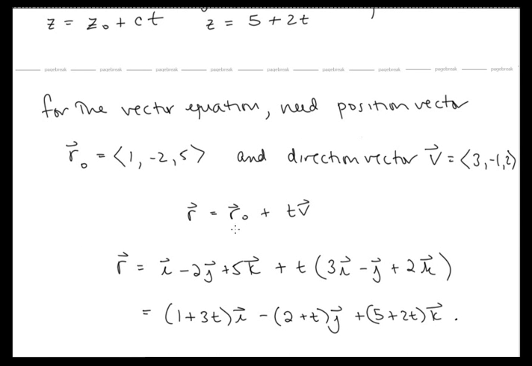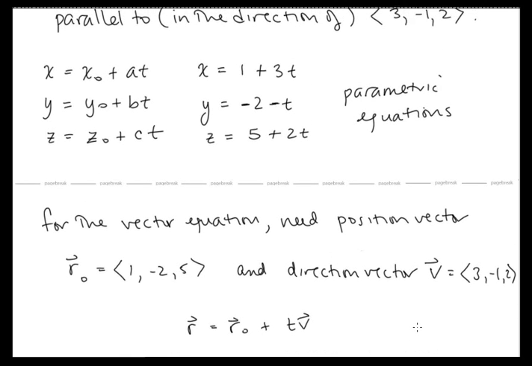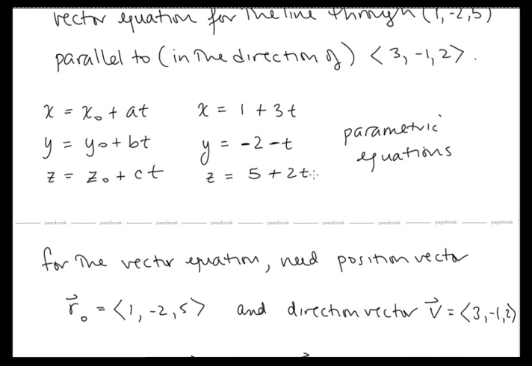So we can write this in basis vector notation. r0 would be i minus 2j plus 5k. And the direction vector v would be 3i minus j plus 2k. We have a tv, so the t gets multiplied there. And then we could, if we want, combine so that we have (1 plus 3t)i minus (2 plus t)j and plus (5 plus 2t)k. And notice the coefficients that we have here for the basis vectors are exactly the same as the equations we had here.